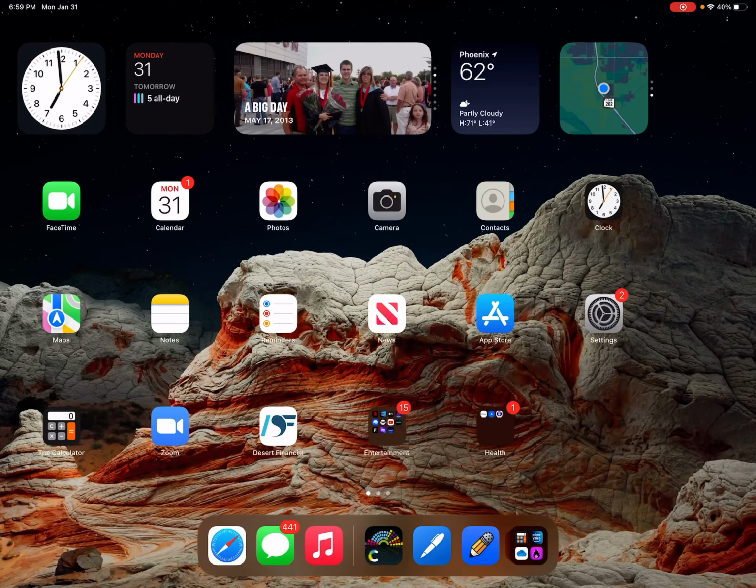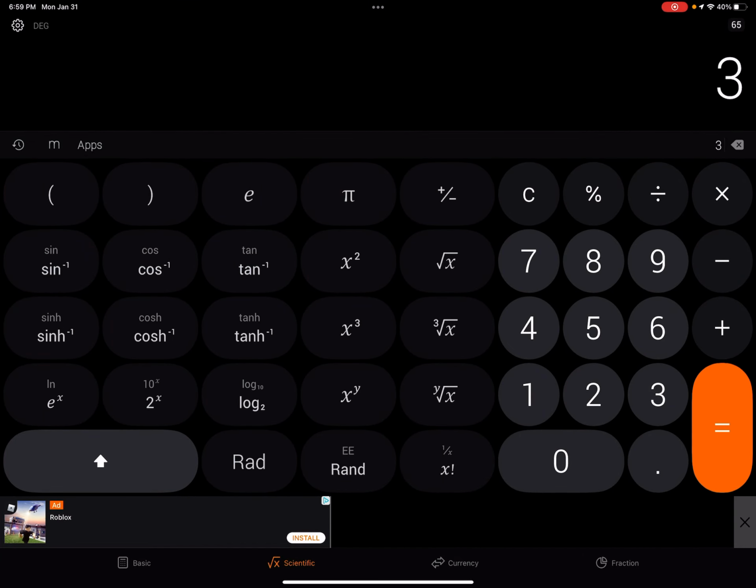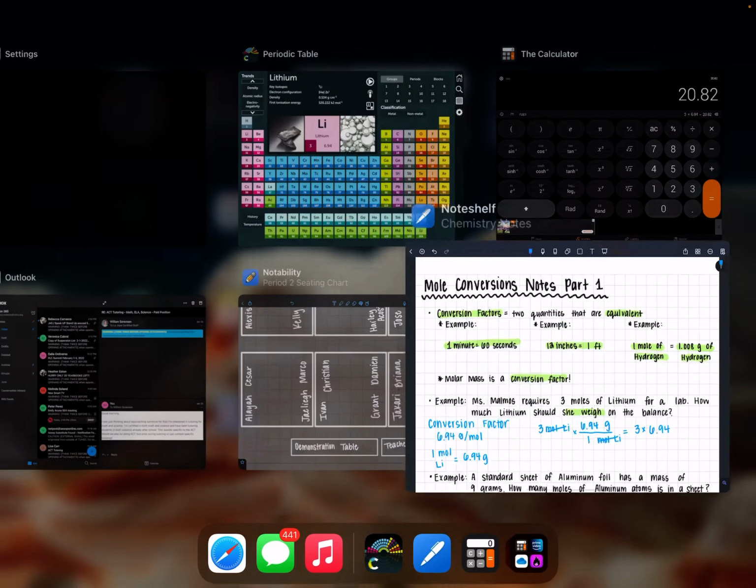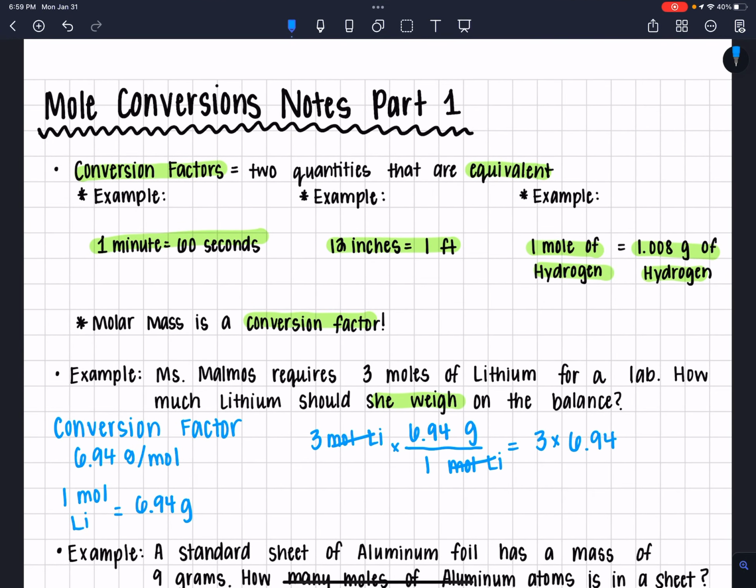Let's pull out my calculator and find out what that is. 3 times 6.94 gets me 20.82 grams. So this is the mass that Miss Malmos, myself, would have to weigh of lithium to get 3 moles of lithium for my lab. So whether you're thinking of doing it intuitively or you're wanting to set it up with dimensional analysis, regardless, you should end up typing the same thing in your calculator and getting the same exact answer.